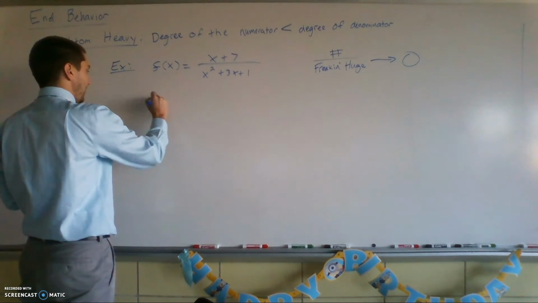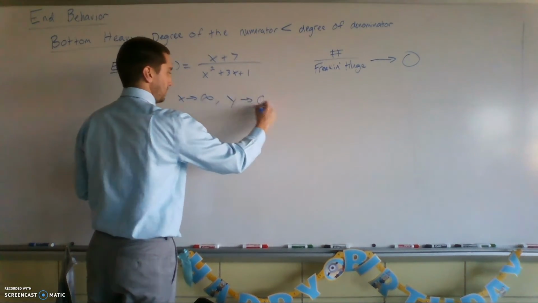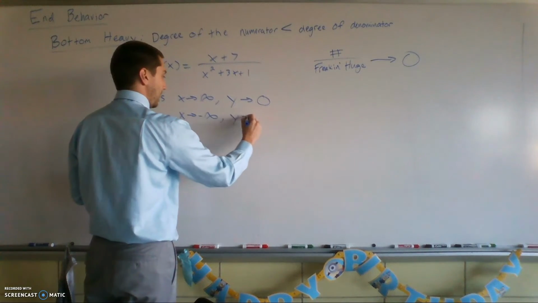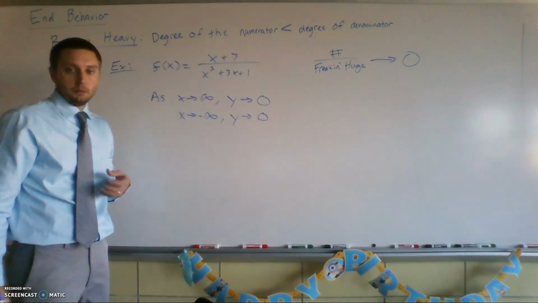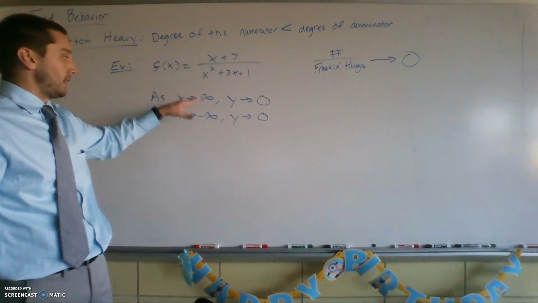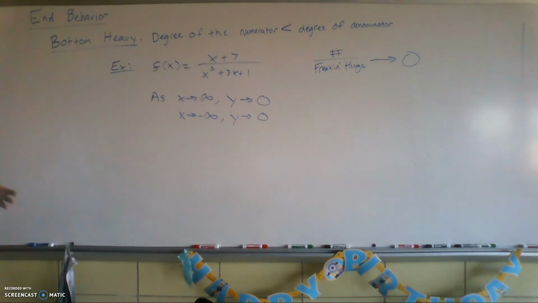Okay? So we would say as x approaches infinity, y is approaching 0. And as x approaches negative infinity, y is also approaching 0. Because whether I'm plugging in really, really negative numbers or really, really positive numbers, the overall structure of this is going to be getting closer and closer to 0.